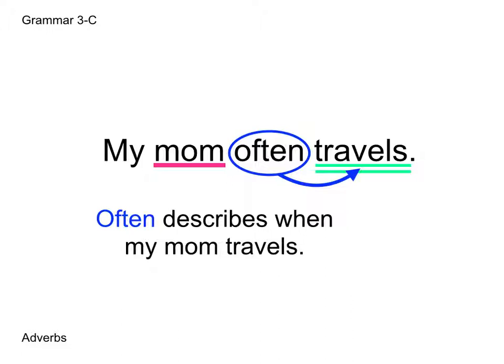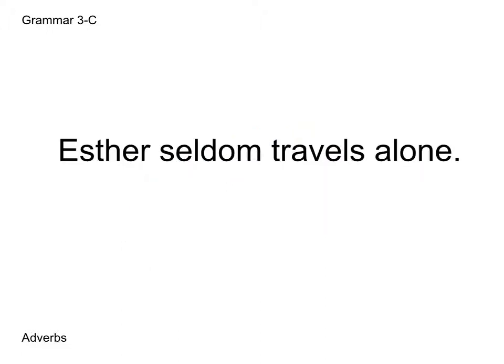Now let's look at one more sentence. Here we have Esther seldom travels alone. Once again, we're going to start with our easiest things to find first, which is the subject and the verb, Esther and travels. And now we want to identify our adverb or adverbs. So here we have the words seldom and alone left. Now, if you've never seen the word seldom before, it means rarely or not often. But if you are in a book and you see a word like seldom that you are not familiar with, make sure you're looking in the dictionary so you can understand what these words mean.